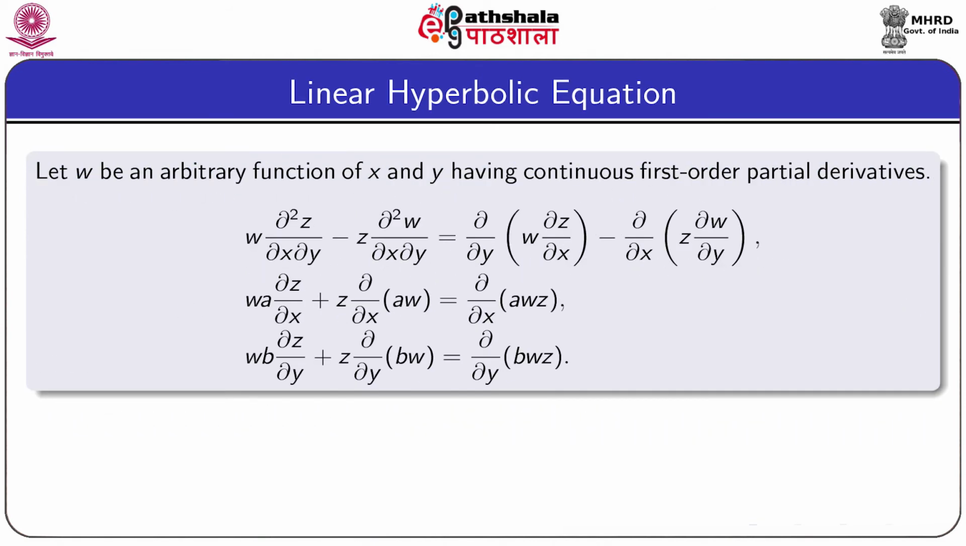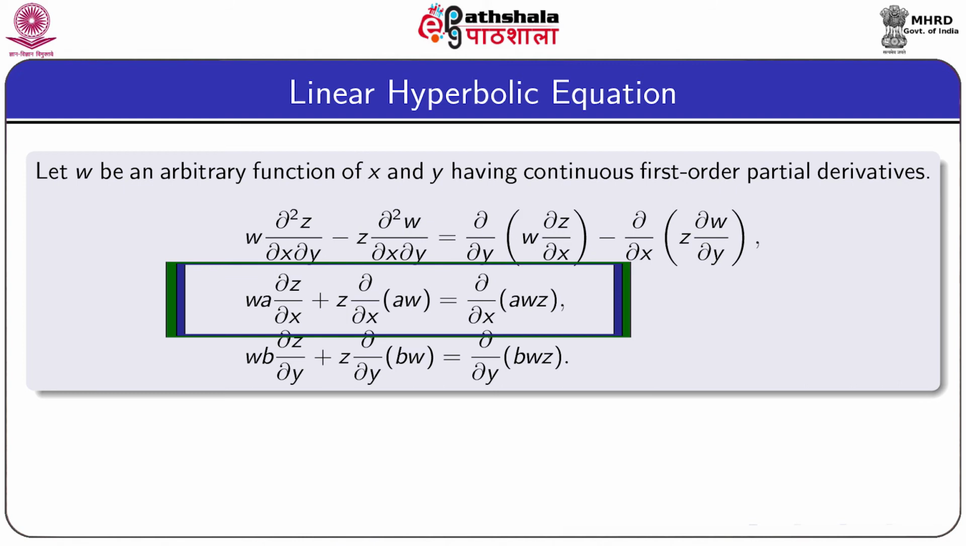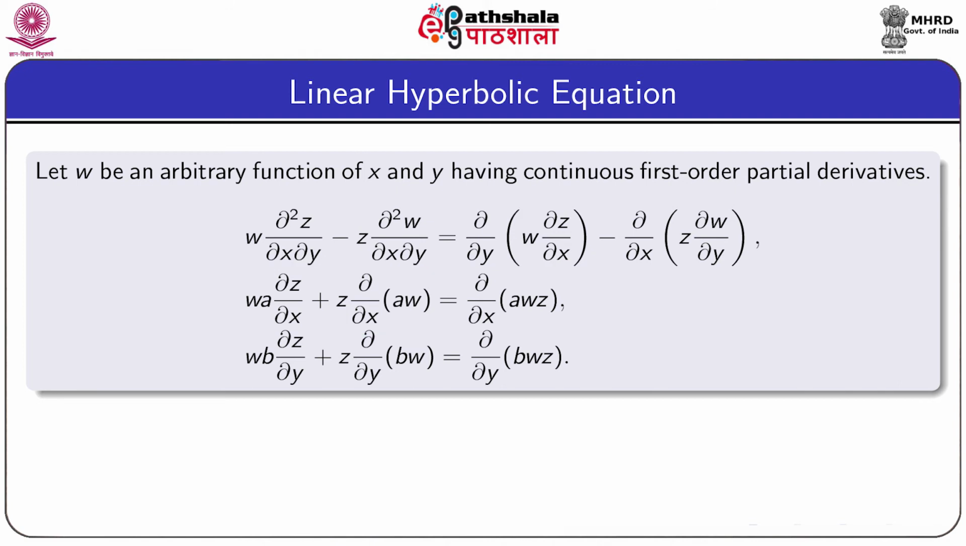Let W be an arbitrary function of x and y such that its first order derivatives are continuous. So, for that function W, we can compute W ∂²z/∂x∂y − z ∂²W/∂x∂y as ∂/∂y of (W ∂z/∂x) − ∂/∂x of (z ∂W/∂y), and W A ∂z/∂x + z ∂/∂x of (A W) is equal to ∂/∂x of (A W z), and similarly the last relation.